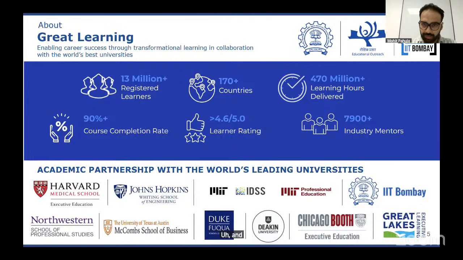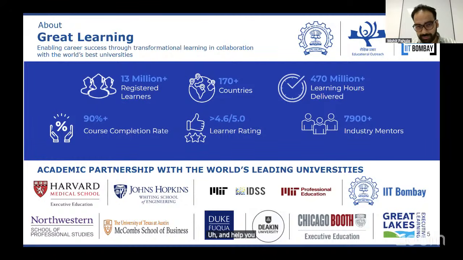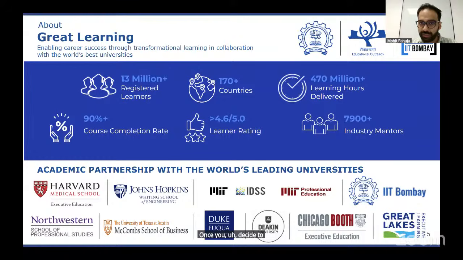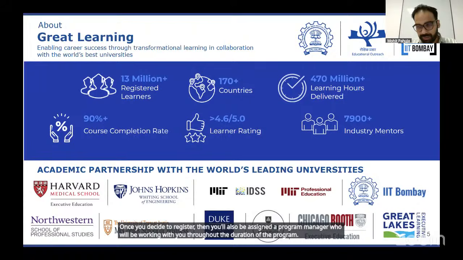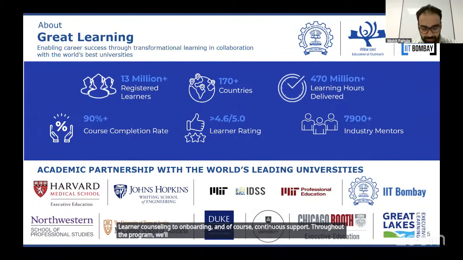And of course, if you are interested, you'll probably fill your details on the website. Then you'll end up talking to someone at our end from the Great Learning team who will help you understand some of the program details and help you decide whether this is something that interests you, or whether there's a good fit or not. Once you decide to register, then you'll also be assigned a program manager who will be working with you throughout the duration of the program to help you stay on track and to help you complete the program on time. So all the non-academic aspects, starting from learner counseling to onboarding and of course continuous support throughout the program, will be provided by the Great Learning team.